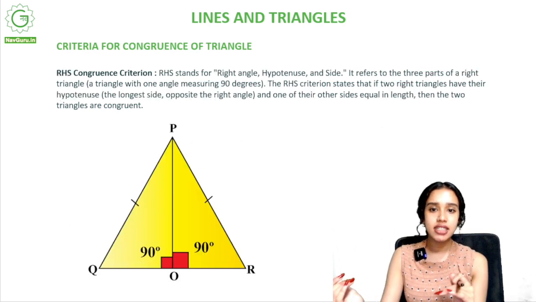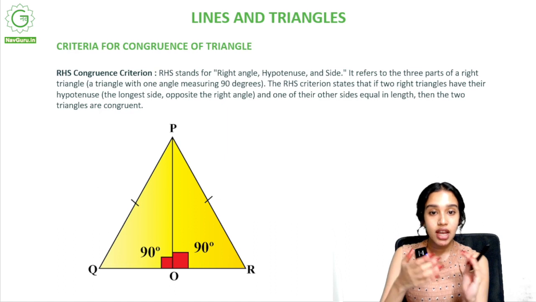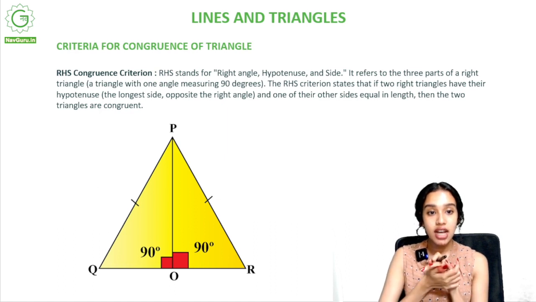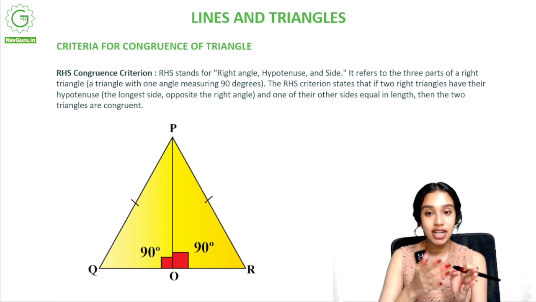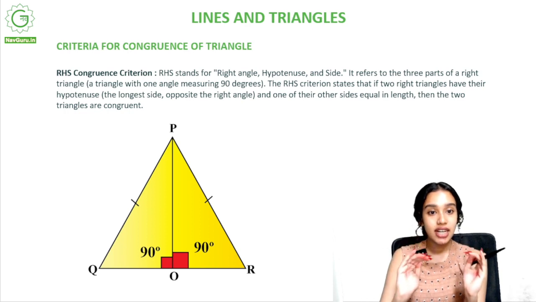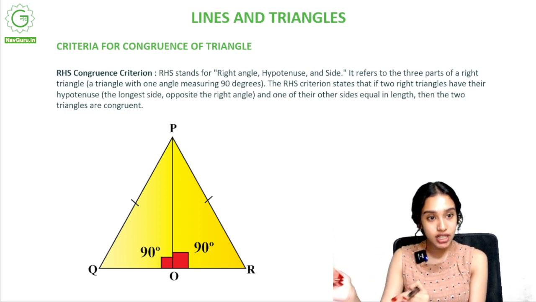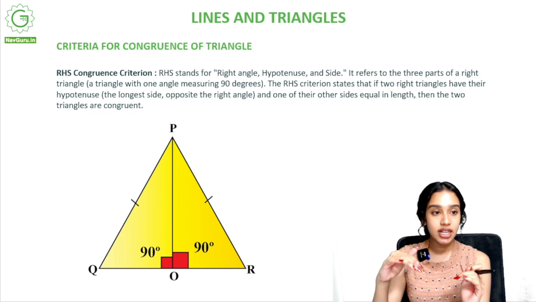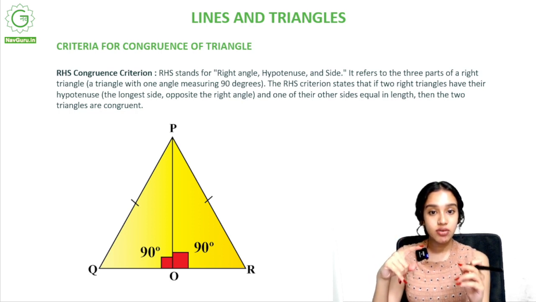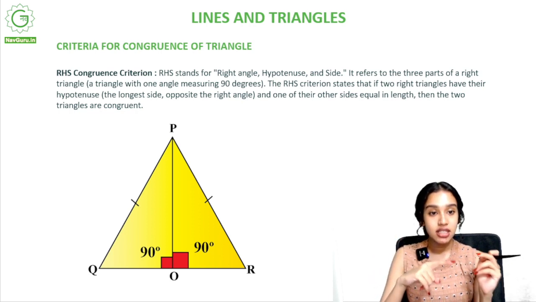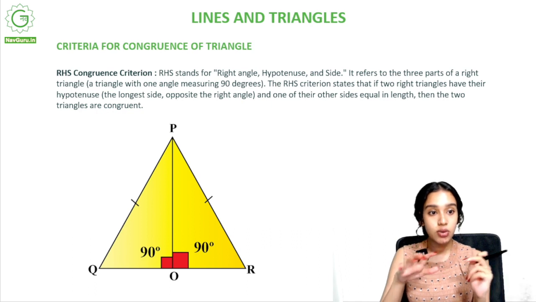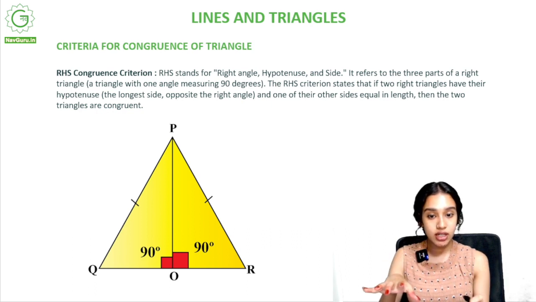Now, the last criteria is the RHS congruence criteria. RHS stands for right angle, hypotenuse and side. What is RHS? Right angle, hypotenuse and side. It's not the right hand side of the equation, but it's right angle, hypotenuse and side, right? It refers to the three parts of the right triangle, a triangle with one angle measuring 90 degrees. The RHS criterion states that if two right triangles have their hypotenuse and one of their other sides equal in length, then the two triangles are congruent.